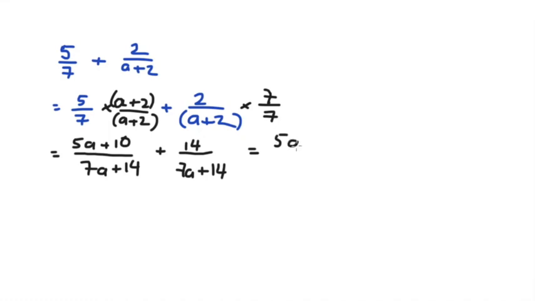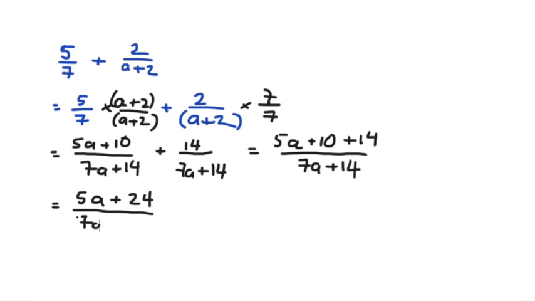This is all equal to 5a plus 10 plus 14 over 7a plus 14, and that's all equal to 5a plus 24 over 7a plus 14. And that's it for that one. I don't think I can make that one any simpler than I've presented it there.